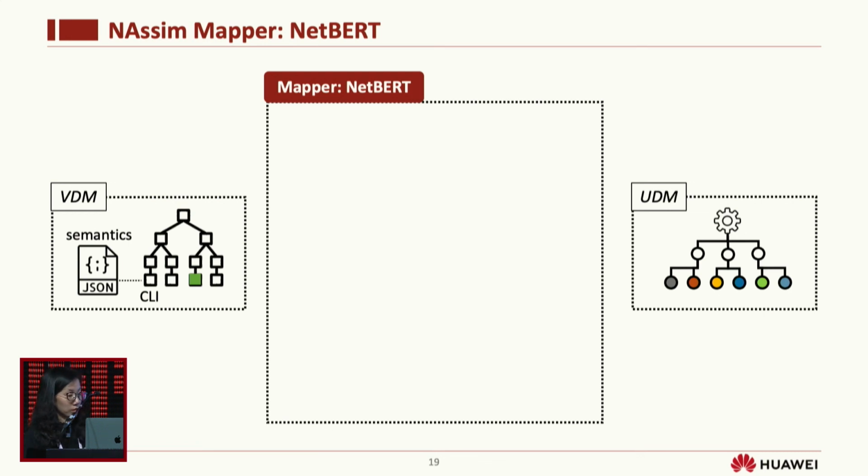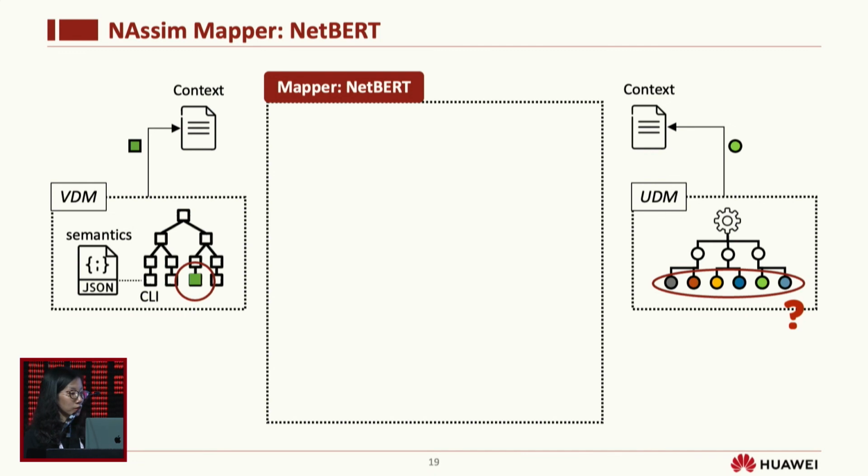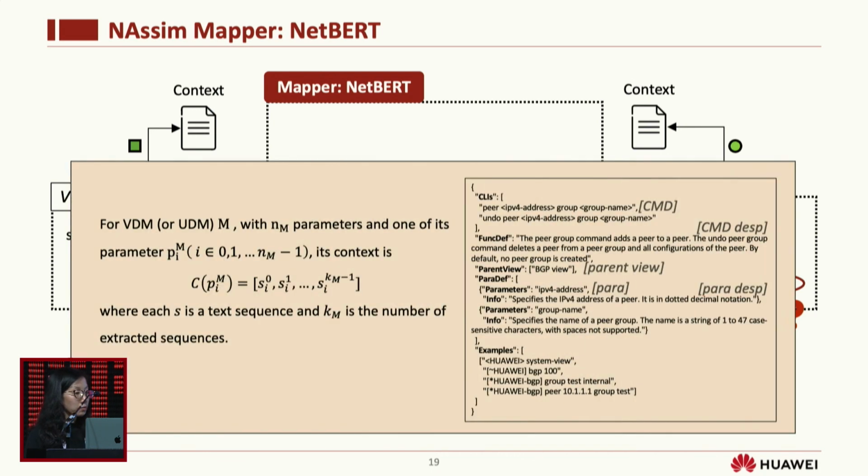Let's see how it works. For each configuration item, we want the model to identify its semantically similar ones in the counterpart model. Thus, for each pair of them, we run the following process. First, we extract their key context information. For the vendor device model, we found that the parameter names and their descriptions, the CI command and its function description, and the working view are valuable information for this mapping task. And for the unified device model, we just directly retrieve the description tags assigned by the experts.